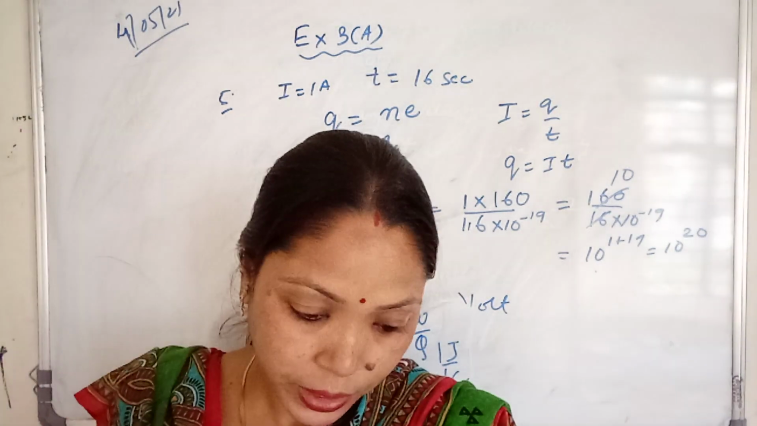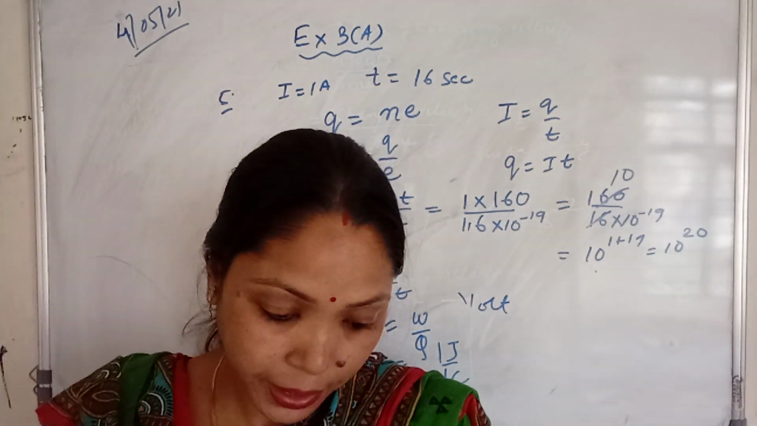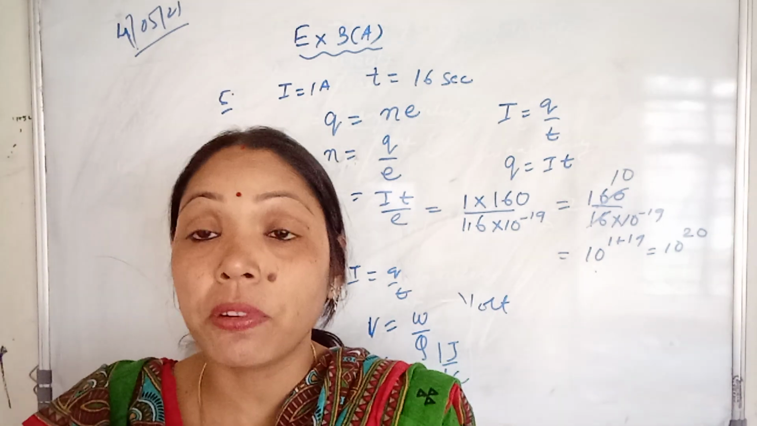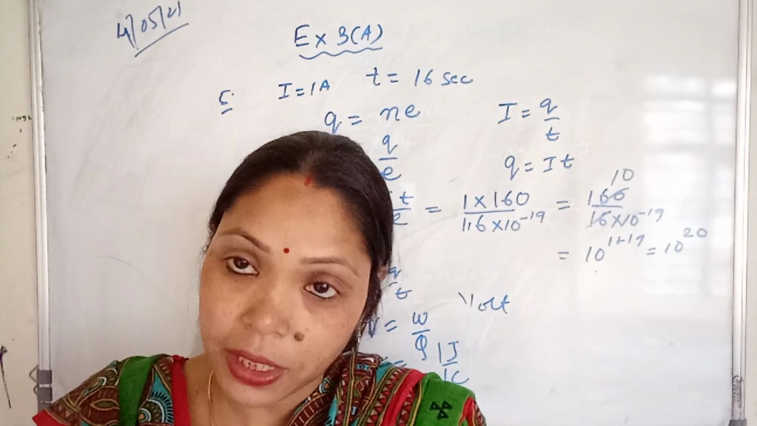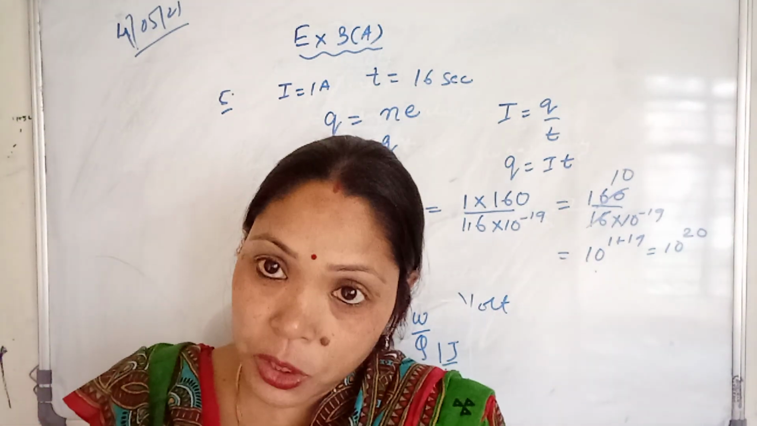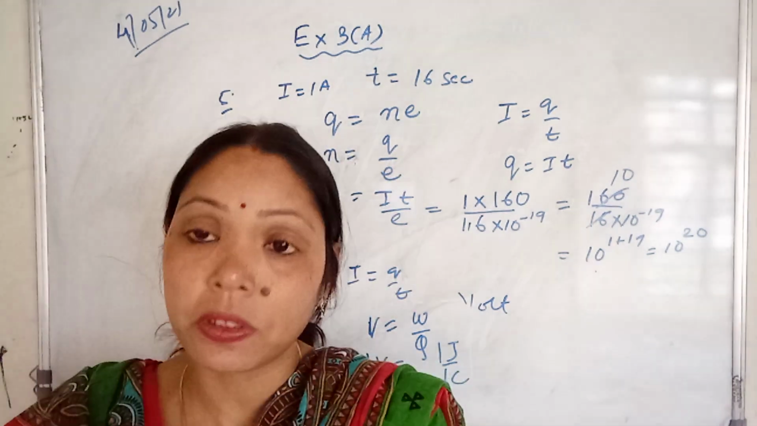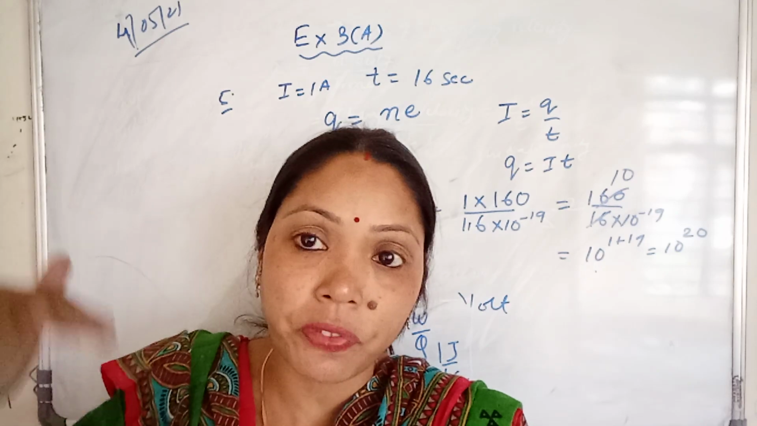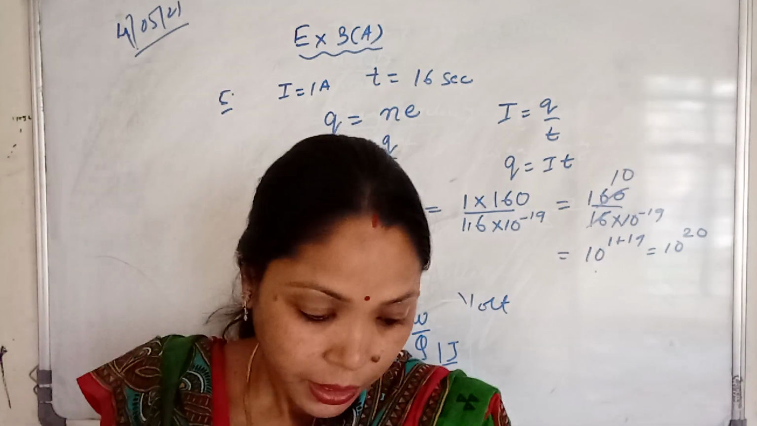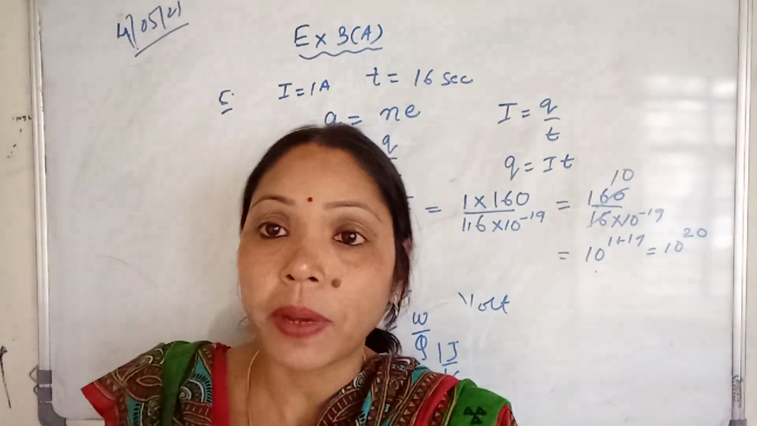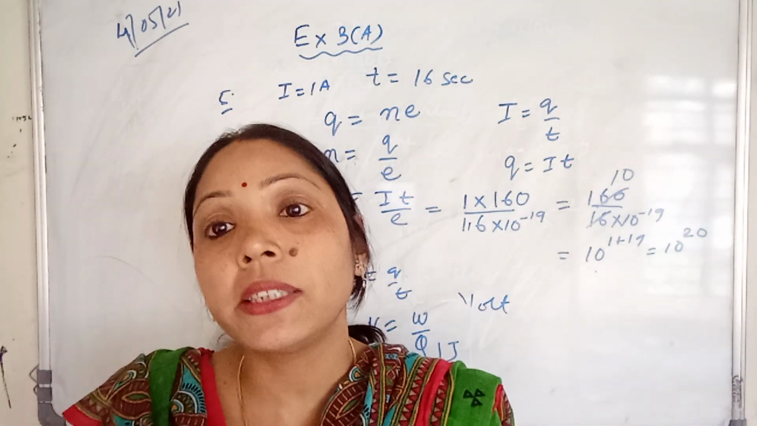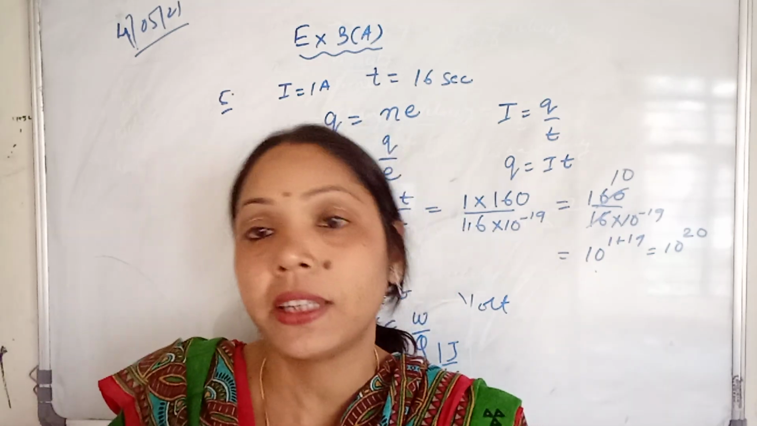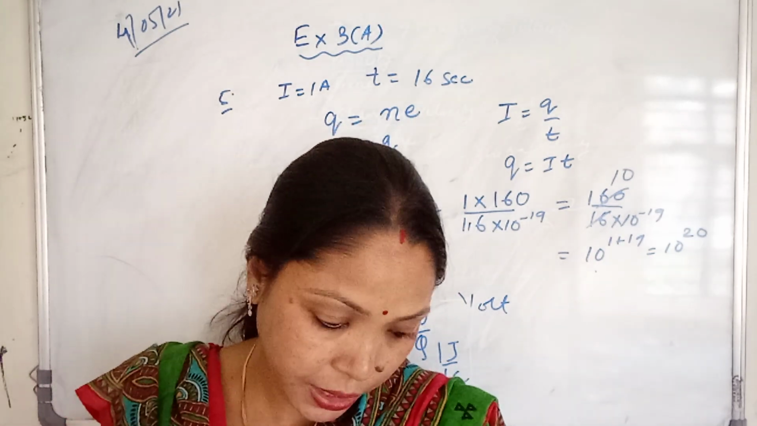Now come to the next one, short answer type question 1. What do you understand by the term electric potential? Here you have to write the definition of electric potential. I explained in my previous video, and you can see from your book also, the amount of work done required to bring a charge from infinity to that point. Define electric potential in terms of energy spent. The amount of energy spent to bring a charge from infinity to that point is called electric potential.